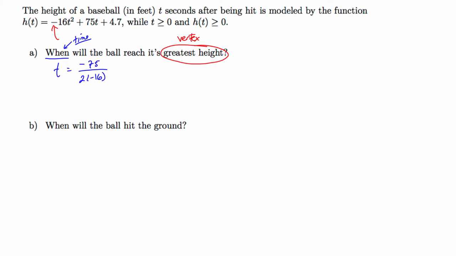In our particular example, t will then be equal to the opposite of 75 over 2 times negative 16. When we put this into a calculator, we can approximate this value as 2.344. Had I been asked to find what the greatest height would be, I would have then substituted this value in for the t's in the function. But since that was not asked for, I'm not going to take the time to do it. I will simply answer the question. When will the ball reach its greatest height? The ball will reach its greatest height approximately 2.344 seconds after being hit.